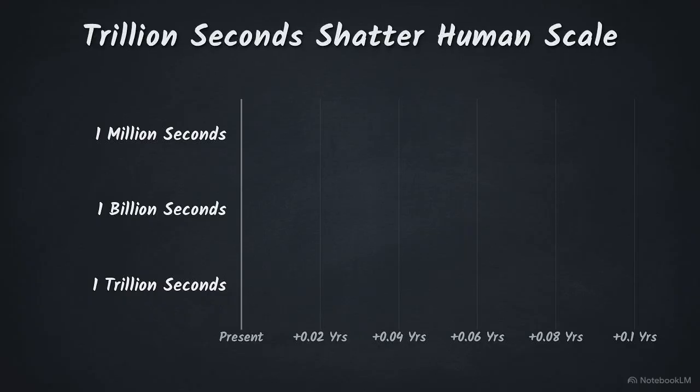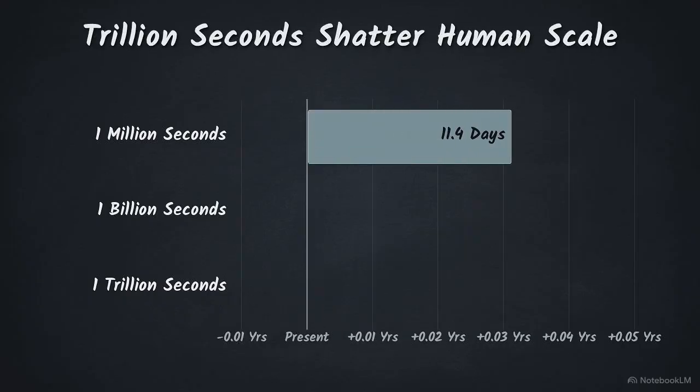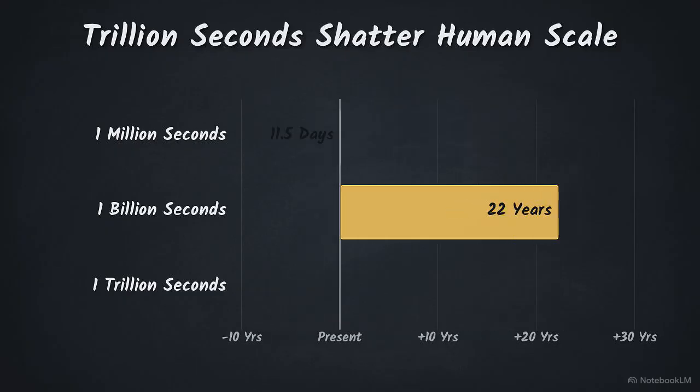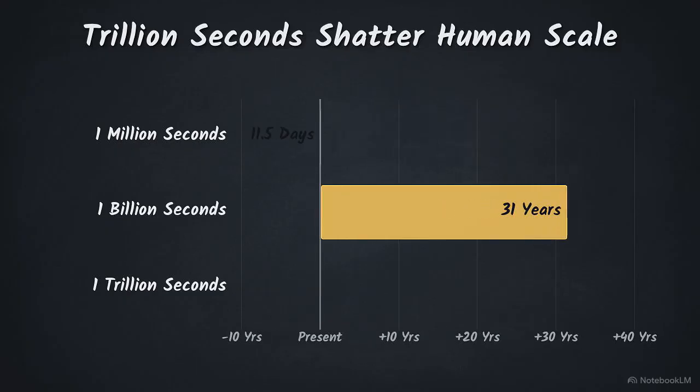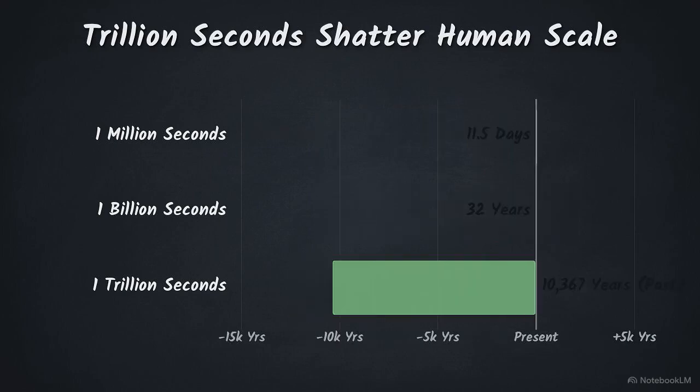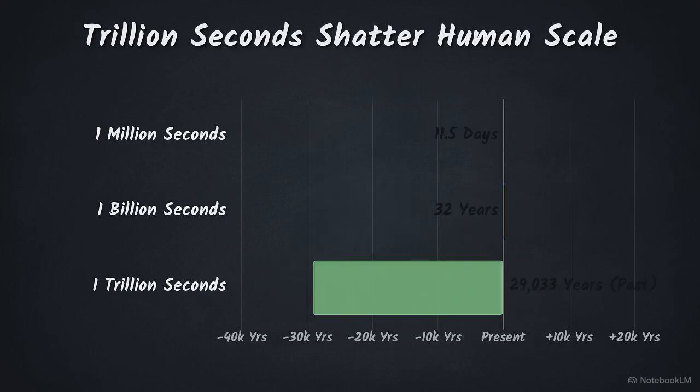This chart shows the scale change when we hit 1 billion. A billion seconds takes us 32 years into the future. To represent a trillion seconds, this third bar stretches 31,700 years into the past, back to the last ice age.